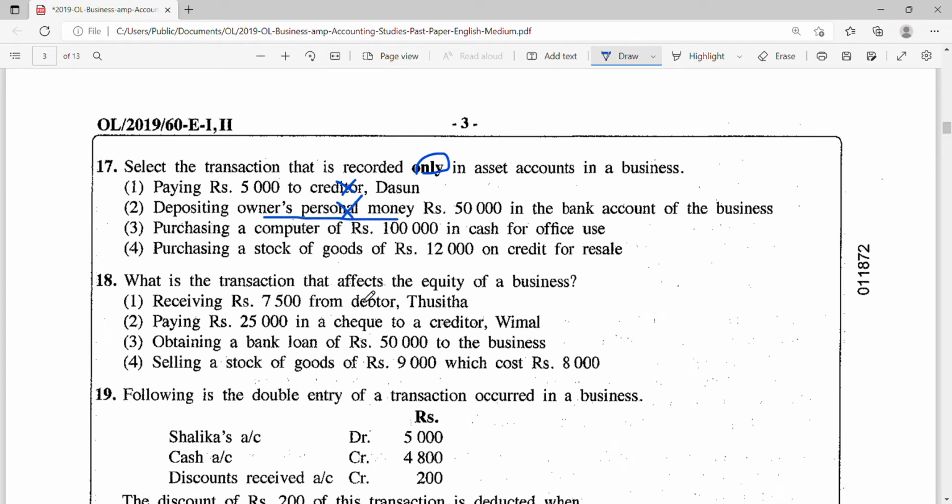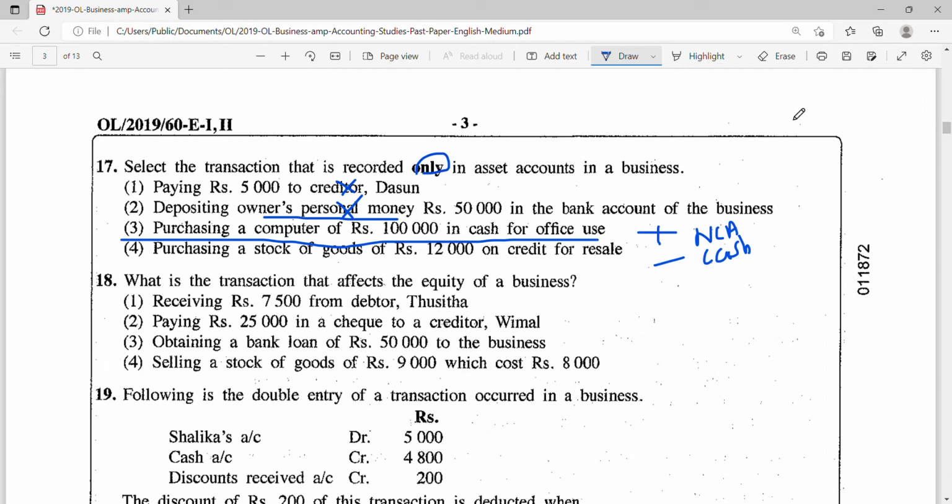So that's also incorrect. Purchasing a computer of rupees 100,000 in cash for office use. So here a non-current asset has increased. On the other hand, cash has decreased. Both of these have happened in the asset account. So, answer is answer 3. The final answer being purchasing a stock of goods of rupees 12,000 on credit for resale. You bought goods on credit, so obviously your liability is going to increase. So fourth one is an incorrect answer.